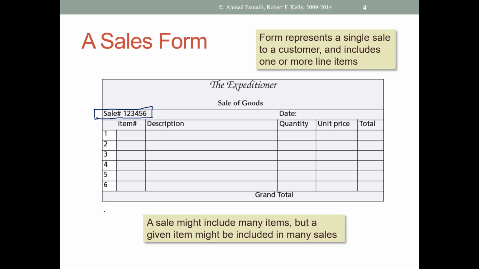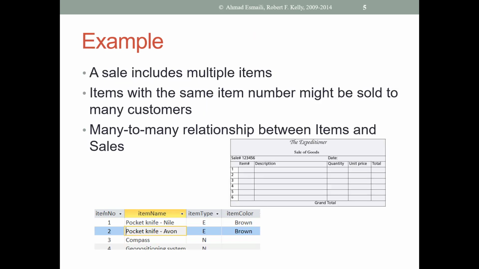sales. Okay, so let's look at the other entity, or the other data source. This other data source is about items right here. A sale includes multiple items. That's what we had in the previous slide as well. And items with the same item number might be sold to many customers. Okay, this is about the many-to-many relationship.